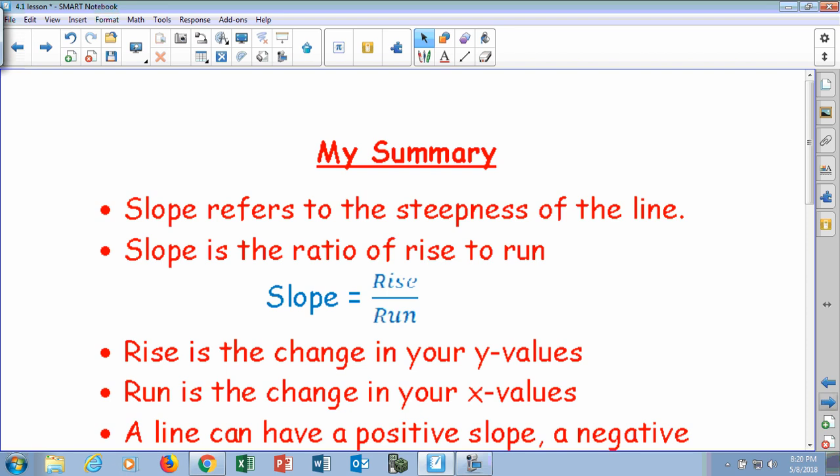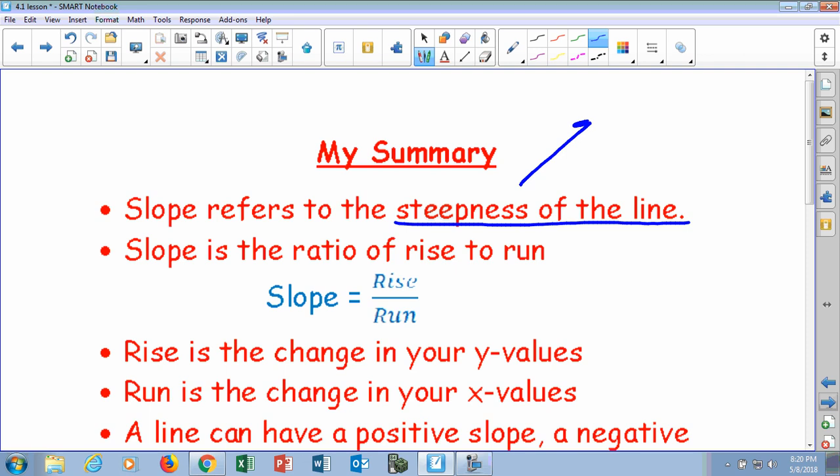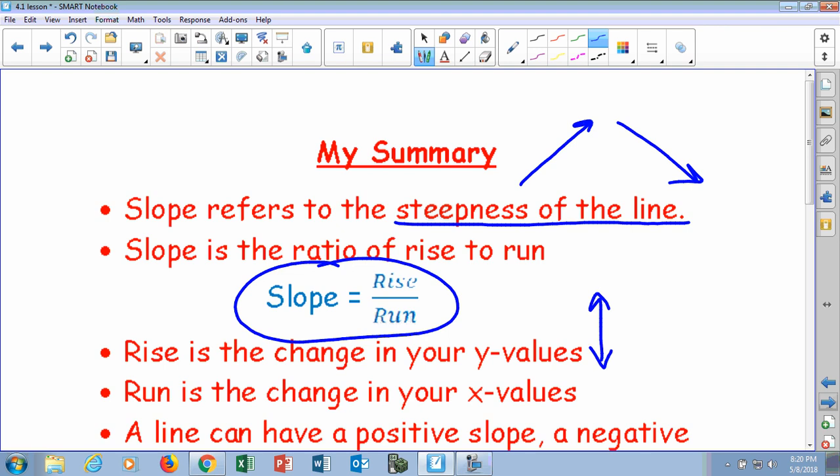So slope refers to the steepness of a line. Okay. The line could be going this way, it could be going this way. Okay. So slope is the ratio of rise to run. Rise over run. Okay. Rise is always, basically think of it as the numerator, run is the denominator. Rise first, run second. Rise is a change in your y values, right? Because the y values go up and down the y-axis, right? And run is a change in your x values, left to right.